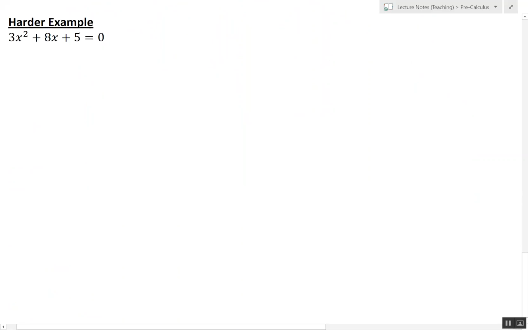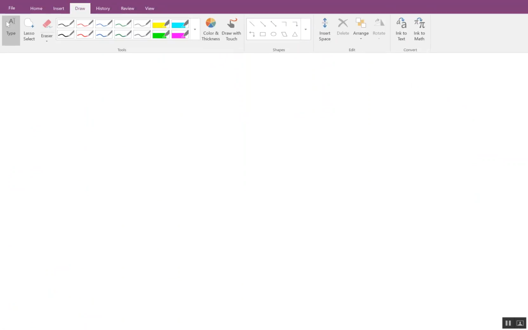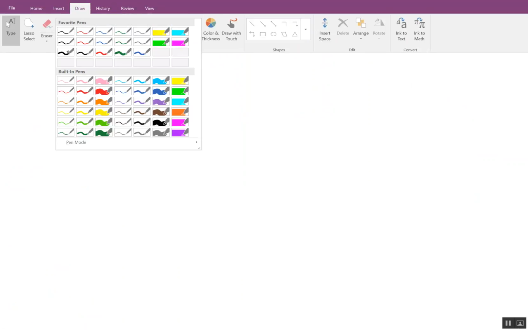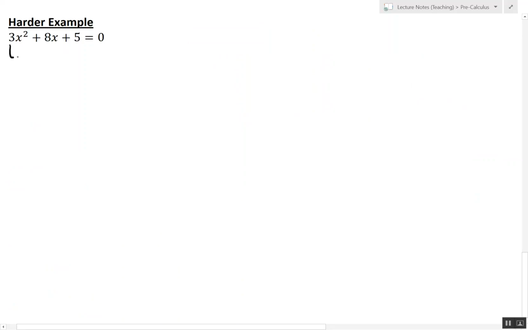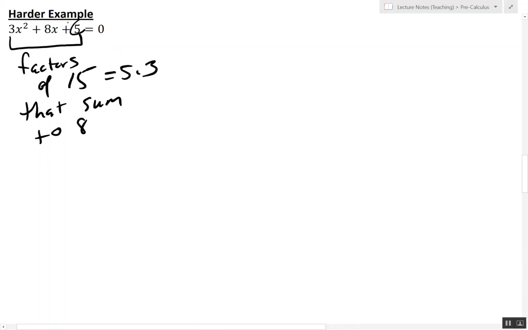So these are a little bit harder examples. But the technique is still basically the same thing here. But instead of looking for factors of 5, what you're going to do is now look for factors of 15 that sum to 8. So notice that the 15 is 5 times 3, and that's not a coincidence because you take this number and multiply it by this, and those are the factors you're going to have to find, and then they're going to have to sum up to equal this 8 in the middle.